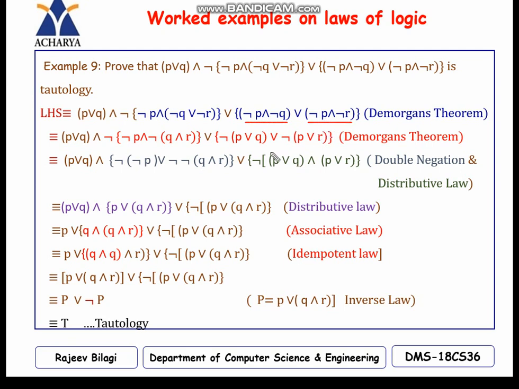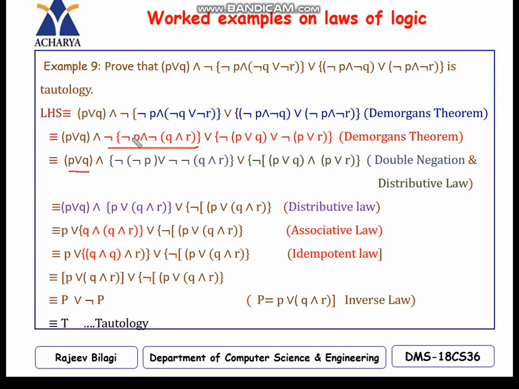So, De Morgan's theorem states that negation of P and negation of Q is negation of P or Q, and similarly here negation of P or R. I have applied the negation operator, that is De Morgan's theorem, in these two steps. Next, P or Q I have kept as it is. So in this operator, negation of negation, I am going to apply double negation.